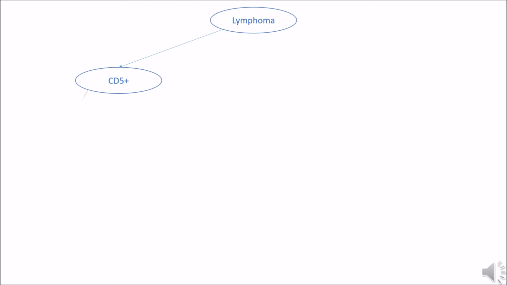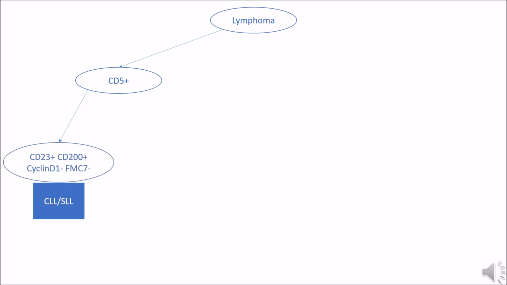The first and most common CD5 positive B-cell neoplasm is CLL-SLL. CLL-SLL is positive for CD23 and CD200. You can remember CD200 by CLL having two L's and 200 having two zeros. It is negative for cyclin D1 and FMC7.